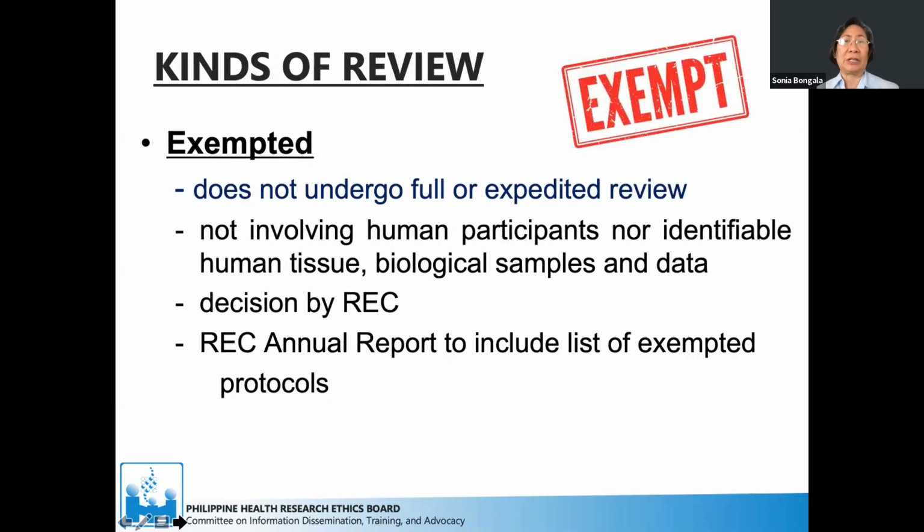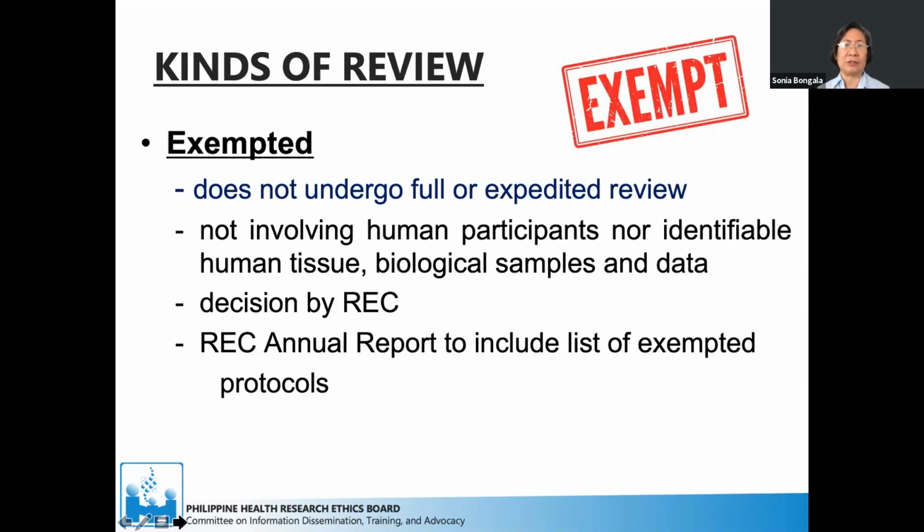So what are the different kinds of review? The first is the exempt from review. It is not the researcher who will decide that his proposal is exempt from review. Therefore, he will not simply skip submitting it to the Research Ethics Committee. He has to submit it, and it's the REC which will decide that this is exempt from review. It doesn't need to go through the full board or expedited process of review.